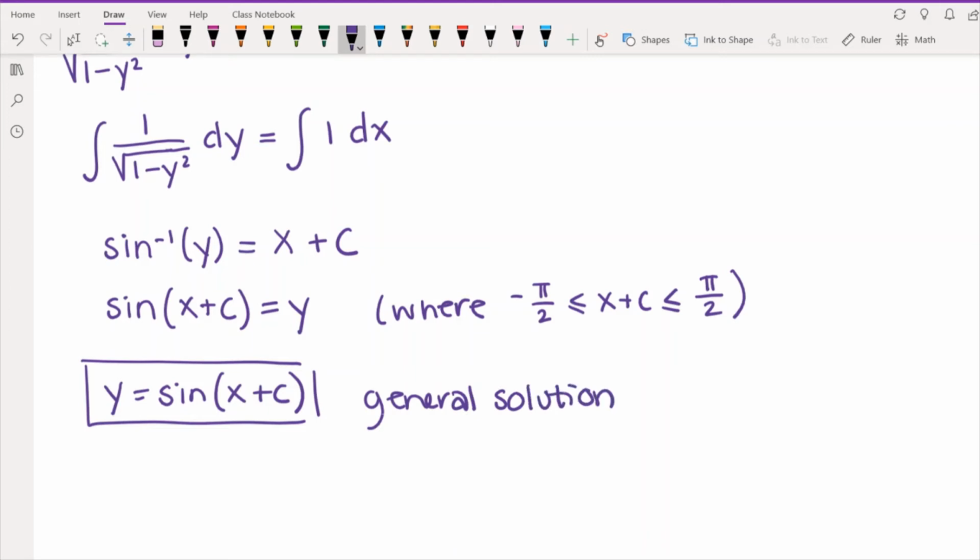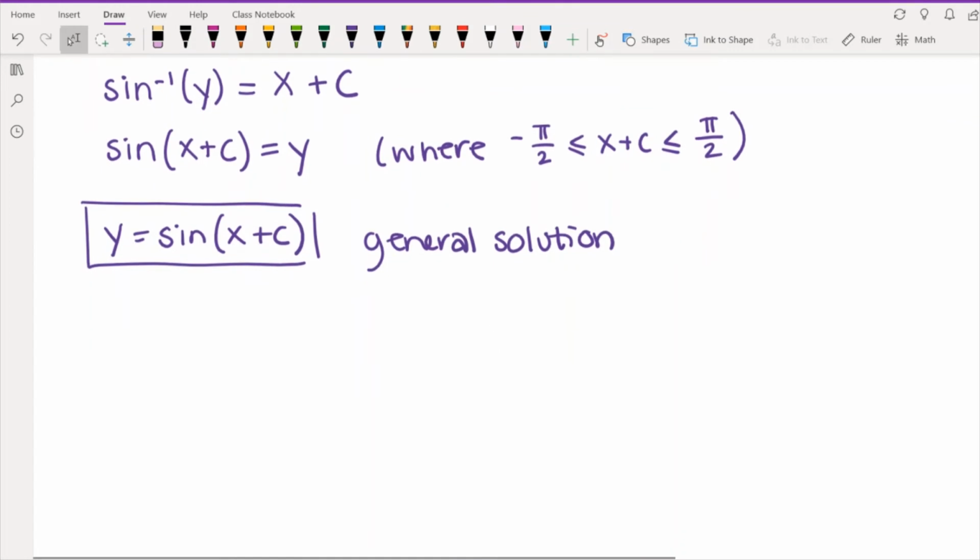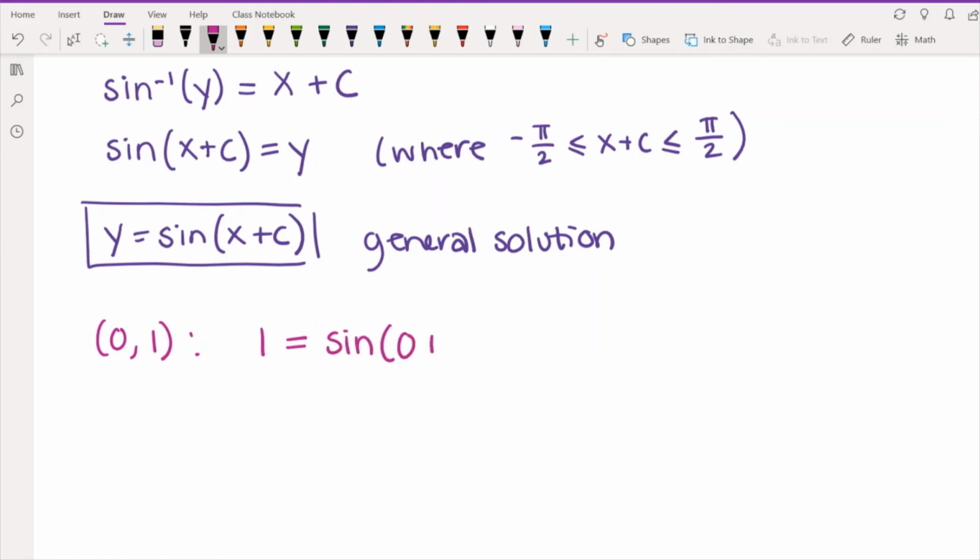Okay, so now let's find the particular solution. We know that this one goes through the point (0, 1). And so that means if we plug in 0 for x, we should get 1 for y. So we get 1 is equal to sine of 0 plus c. So 1 is equal to sine of c. So what is going to be the value of c that will give us 1 when we take sine of it? Well, pi over 2, right? Because sine of pi over 2 is equal to 1.